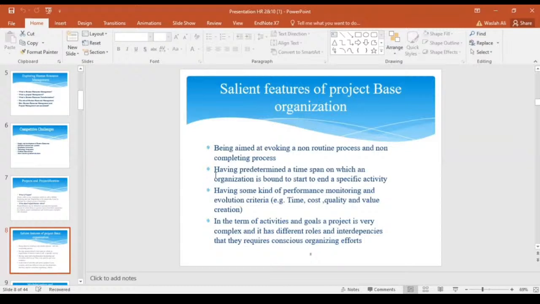process and non-competing process, having a predetermined time span in which an organization is bound to start and end a specific activity, having some kind of performance measurement and evaluation criteria, for example, time in the context of cost, quality, value creation. In terms of activities and goals, a project is very complex. It has different roles and interdependencies that require organizational effort. It means that all the ongoing processes of a project are interrelated and interdependent.